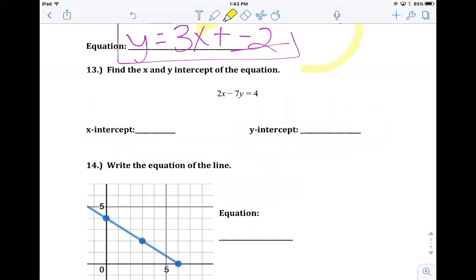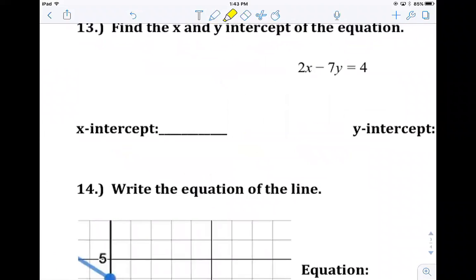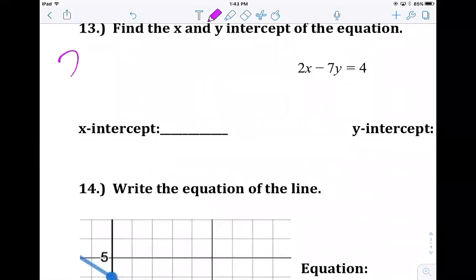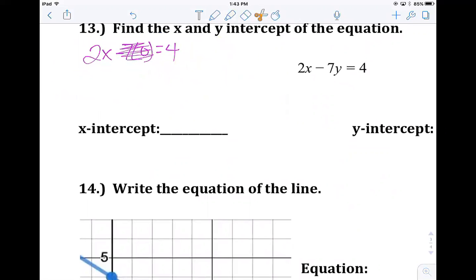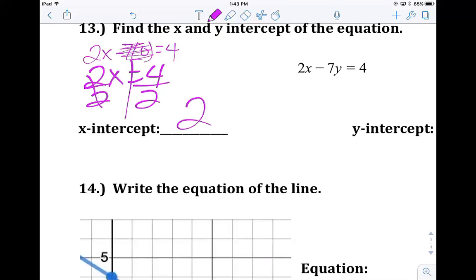Problem 13, we want to find our x and our y-intercept. So to find the x-intercept, we are replacing our y value with a 0. So anything times 0 is 0, so that's gone. So we have 2x equals 4. And then we want to solve for x. So we're going to divide both sides by 2. So we end up with an x-intercept of 2.